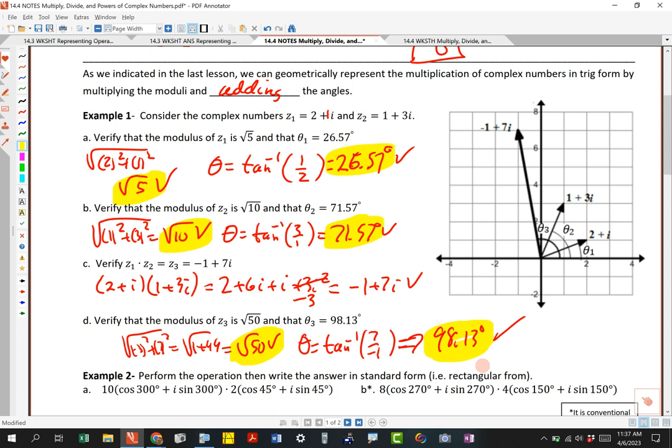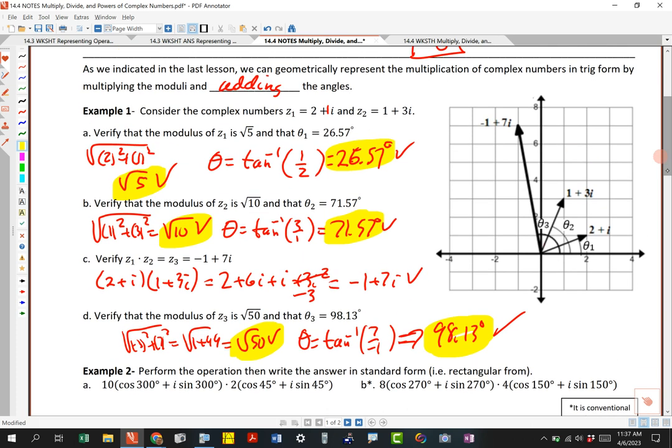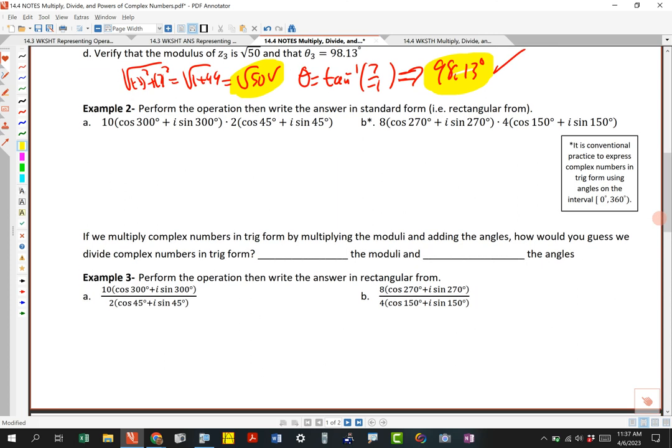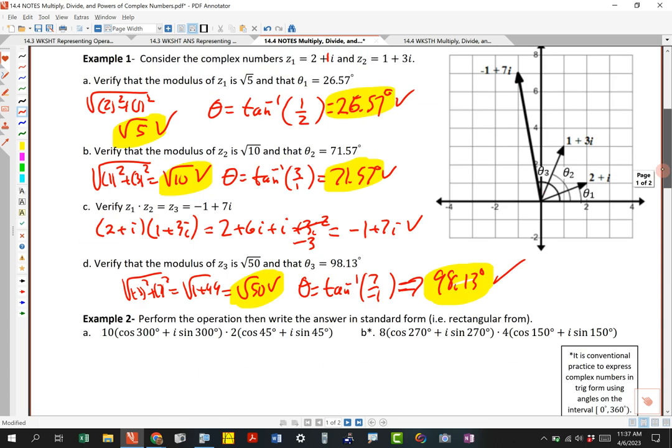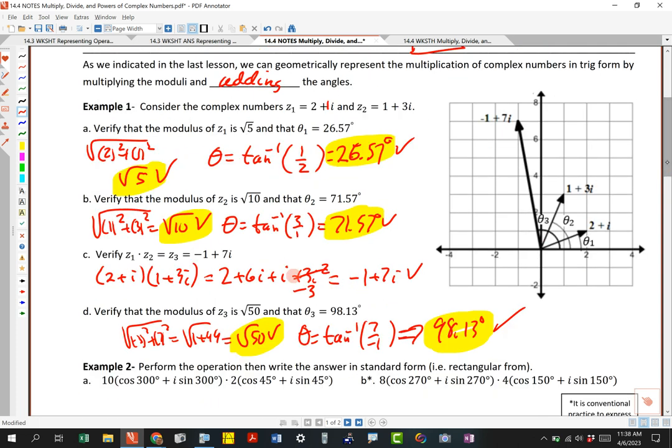Now, it's not very interesting to use this if you have to do all of these changes, but it is kind of cool if you get to do this. And remember when I said it was going to be kind of nice doing the homework? So here's what some of your problems are on your homework. It says perform the operations, then write the answer in standard form. In other words, write it in rectangular form. The cool part is these are given to us in trig form, in polar form. So to get the answer, it's this quick. There's none of this stuff. There's no multiplying like this.